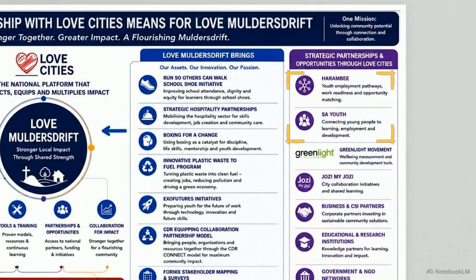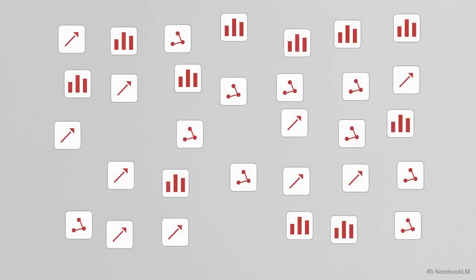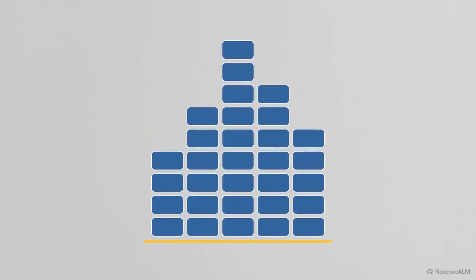National organizations like Harambee and SA Youth are able to tap directly into the local Love Cities network, mapping newly skilled local talent straight into broader employment pathways. This structural alignment creates a powerful multiplier effect. It elevates isolated community projects and links them together to form a unified, fully resourced national movement.